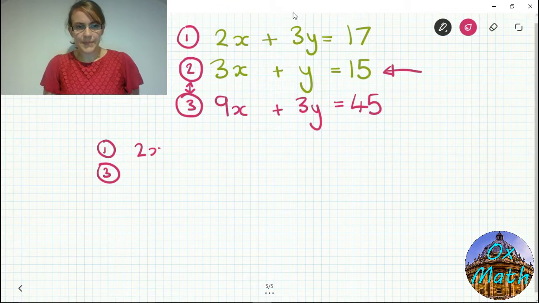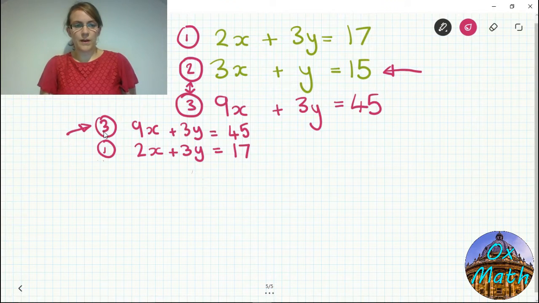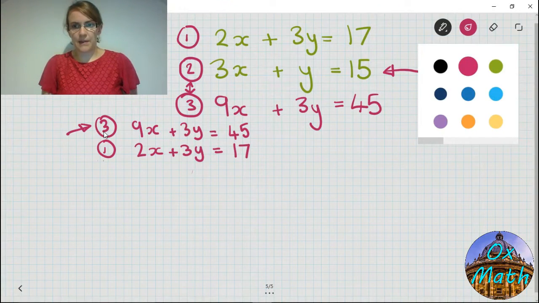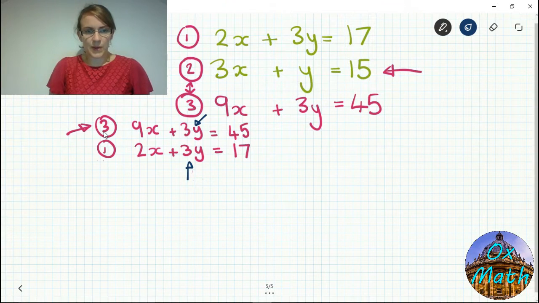So equation 1 is 2x plus 3y equals 17, and equation 3 is 9x plus 3y equals 45. Now, I've deliberately written equation 3 above equation 1 because the numbers are bigger and it just makes life a little bit easier. So now it's the y's that are the same this time. We've got 3y and 3y. So it's the y's that we're going to cancel out. So this time we again take this whole second equation away from the whole top equation. So we do 9x, take away 2x to get our 7x. The reason we're taking away is so that this 3y take away 3y cancels out, and that must mean our total is 45 take away 17, which is 28.